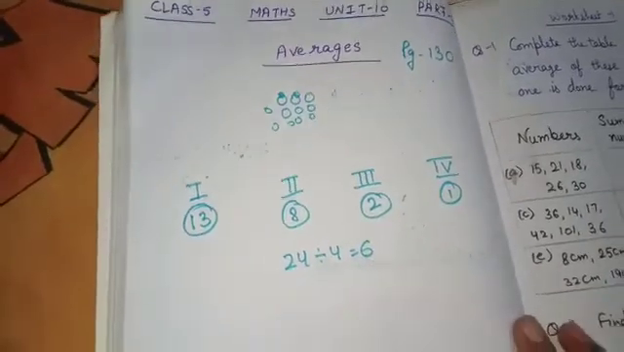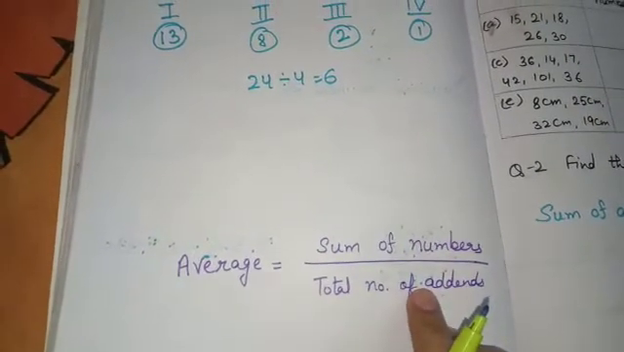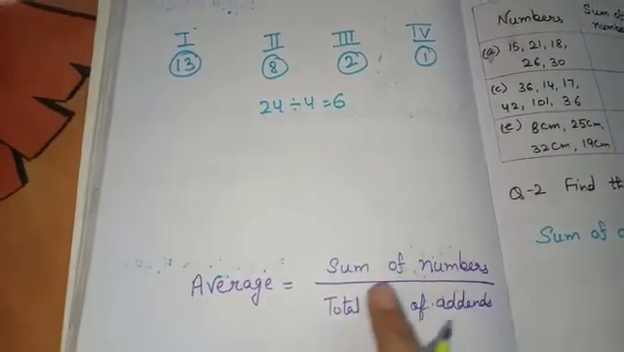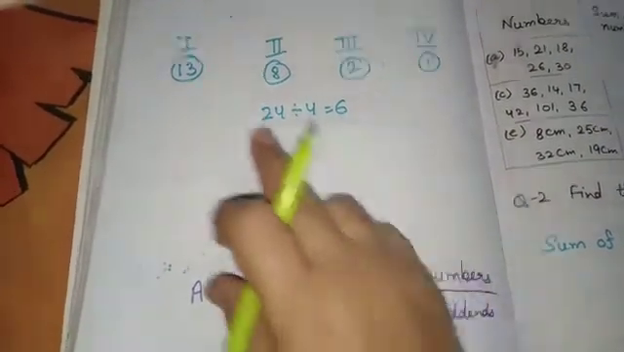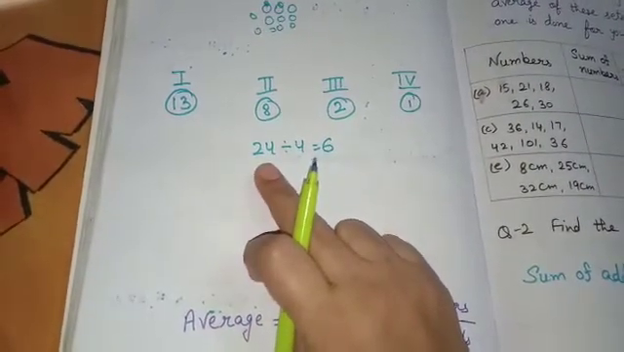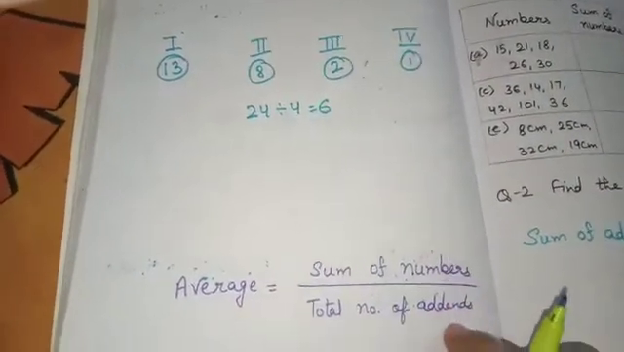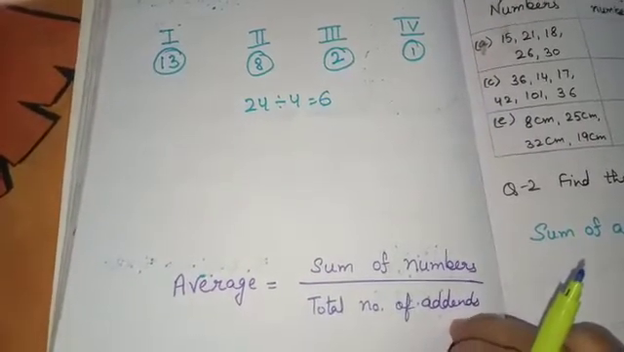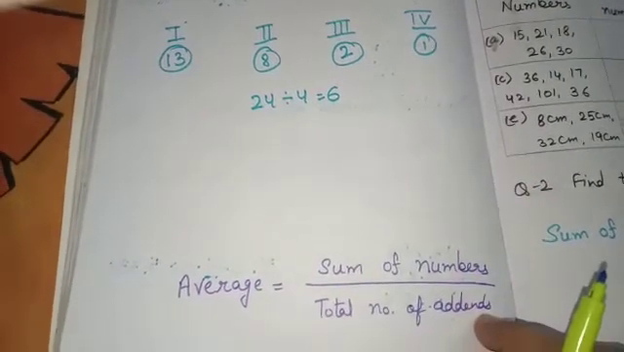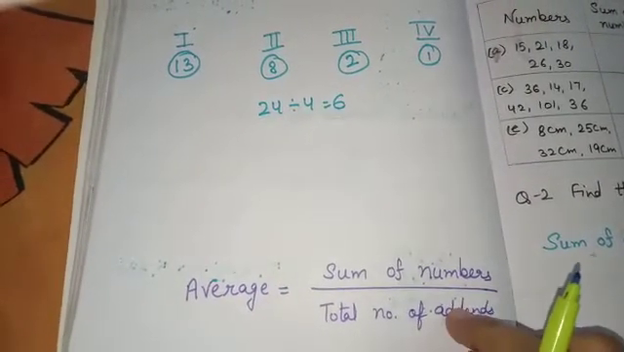This is the formula for the average. Average equals sum of numbers divided by total number of addends. Numbers means addends, the numbers which are to be added, and here the total number of addends is 4 students. Divide by 4, and the total number of things is 24, and the average will be 6. So our formula for average is sum of addends divided by total number of addends. You may also say sum of numbers divided by total number of things. Now the same formula will be applied in the complete chapter.